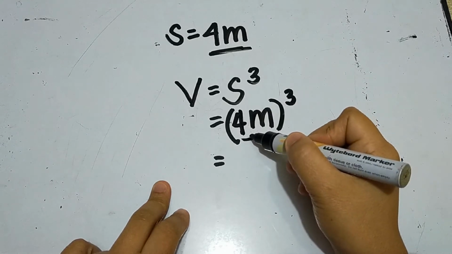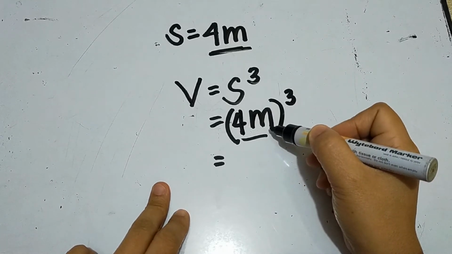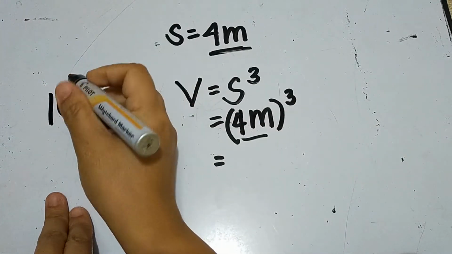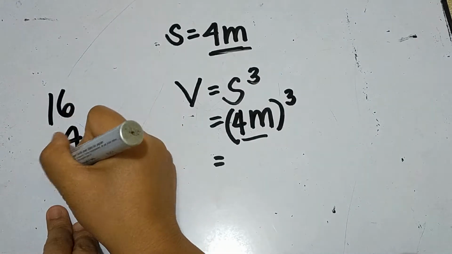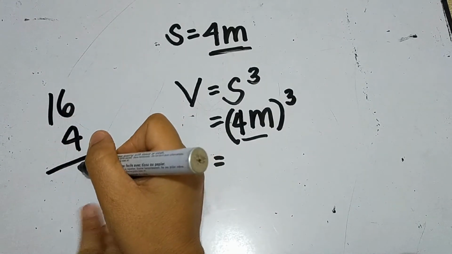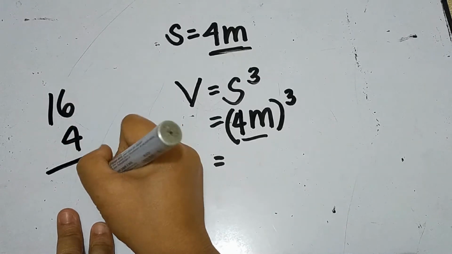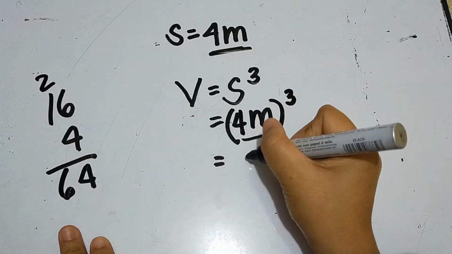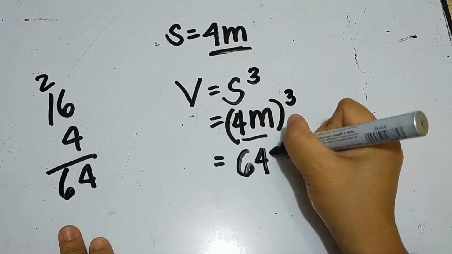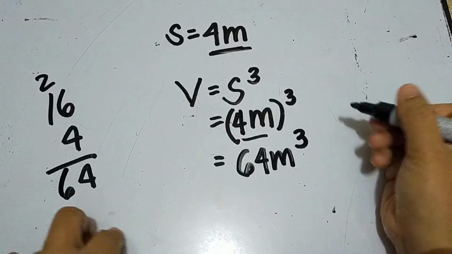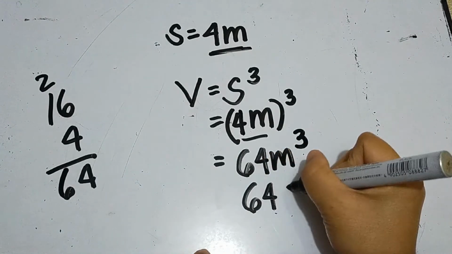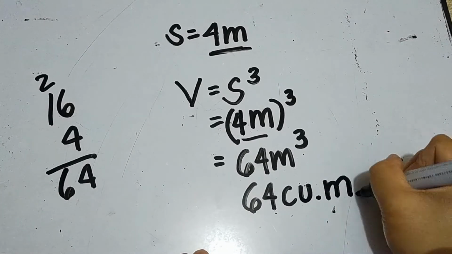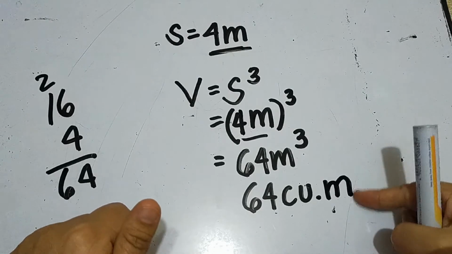Okay. So, the exponent tells the number of times you're going to multiply the base to itself. So, 4 meters times 4 meters is 16 square meters. 16 square meters times 4 meters is, so 16 times 4. So, pwede kang mag-scratch kung hindi mo kayang i-oral. 4 times 6 is 24. 4 times 1 is 4, plus 2 is 6. So, 64 cubic meters or 64 cubic meters. Kahit wala na itong tuldok.